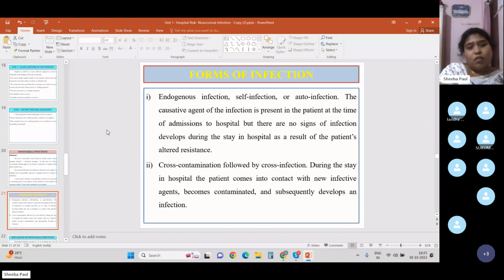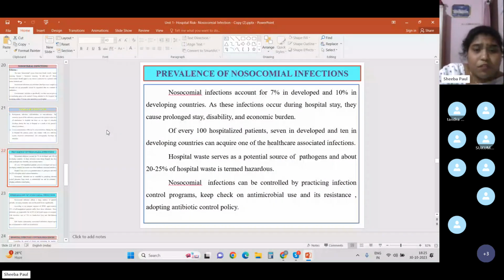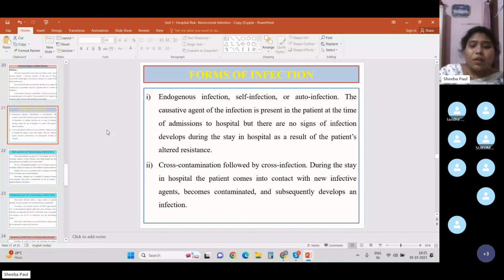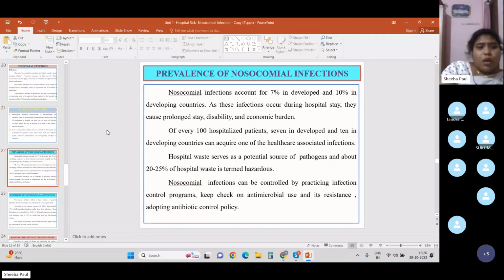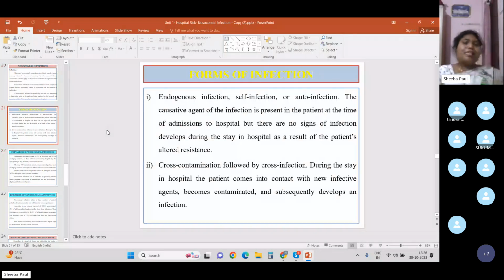Then forms of infection. It is of two types, that is endogenous infection and cross contamination. Endogenous infection is nothing but self infection or auto infection. It can be due to not taking medication properly, not taking diet properly. Already the person has undergone a surgery. He has to take medicines on time. He has to take a nutritive diet. But when he doesn't take it, his immunity gets compromised, and he gives a greater chance for infections to start developing. That is endogenous.